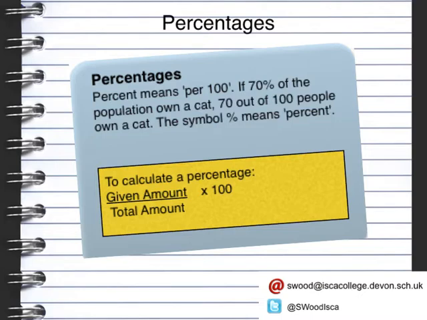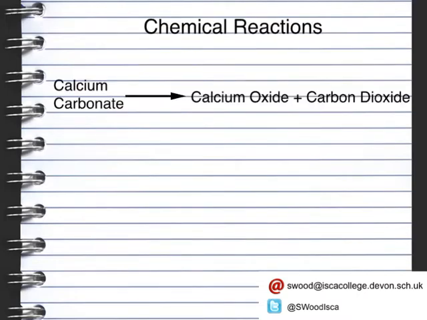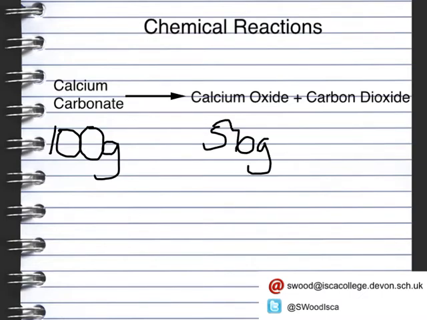Now in chemistry we actually have to be able to apply this to a chemical reaction. Now in the last lesson we did look at this reaction and we looked at the mass of this, and it produces a certain amount of the two products. Now if we had 100 grams of the calcium carbonate, we will produce 56 grams of calcium oxide and 44 grams of carbon dioxide, and that's all to do with our conservation of mass.